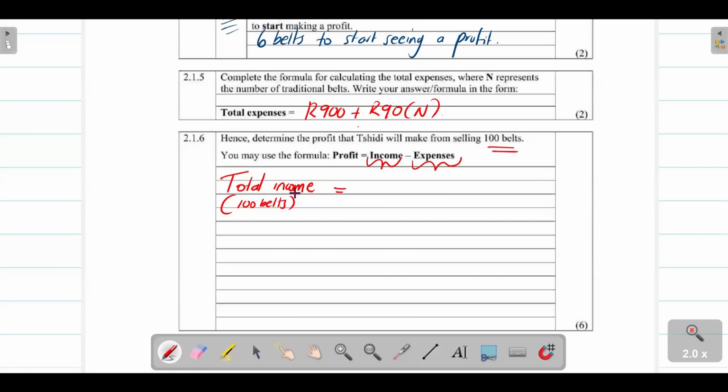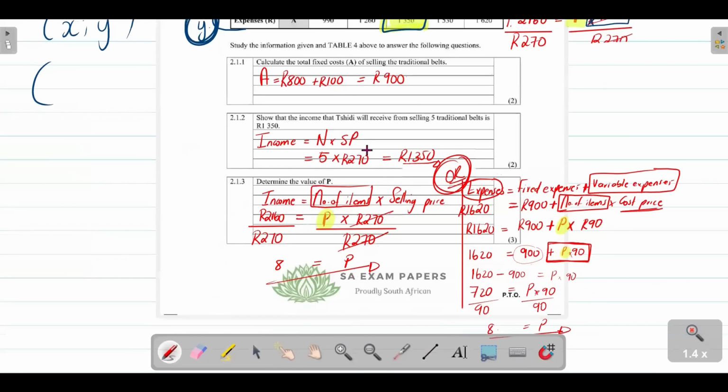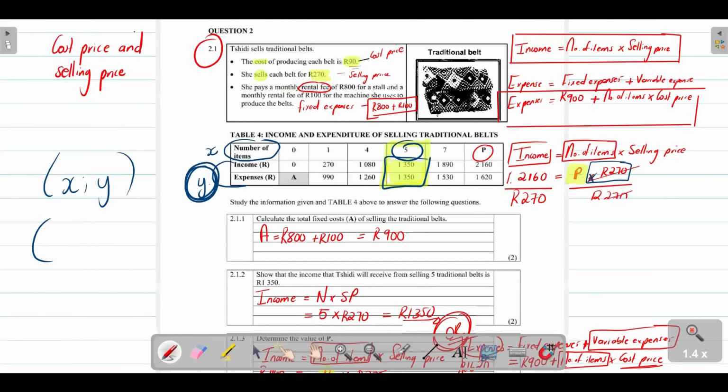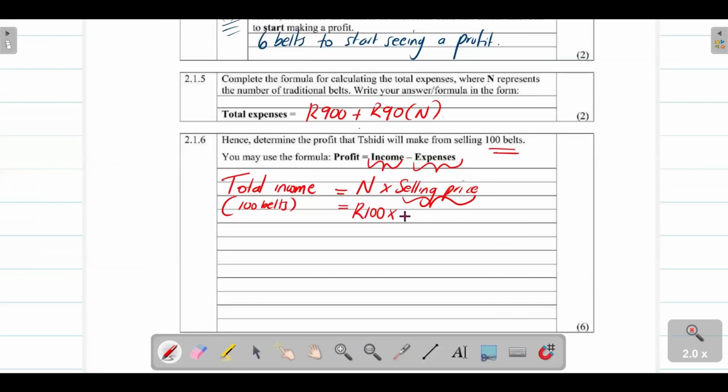Remember again, to get the total income, we said number of items produced, N, multiplied by the selling price. That's the formula that we use. It doesn't change. So in this case, how many items will be produced? 100, multiplied by what is the selling price of one of these belts? If you go back, remember we said that the selling price is 270.